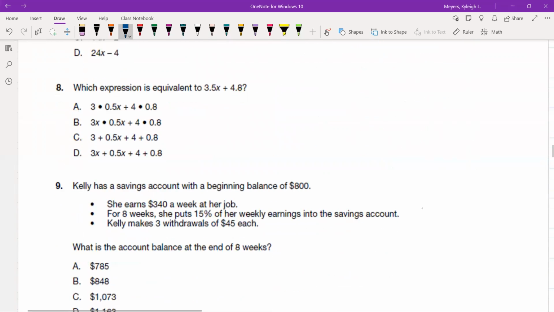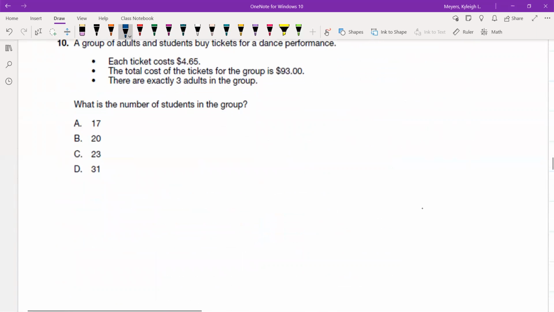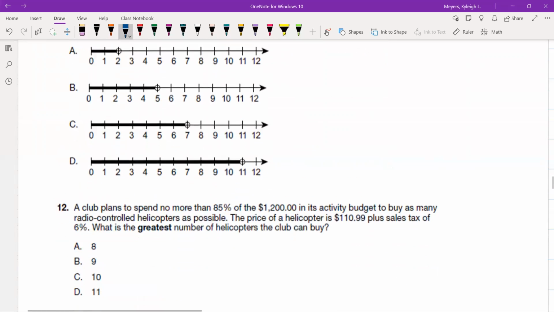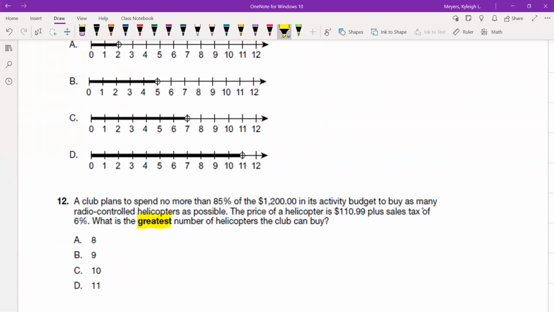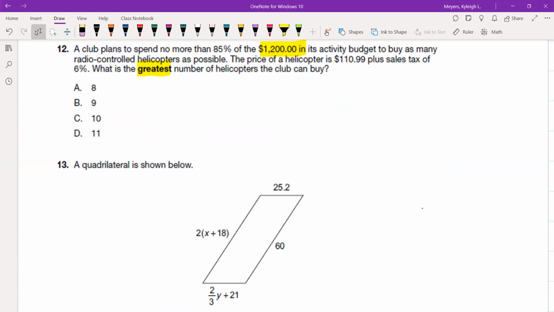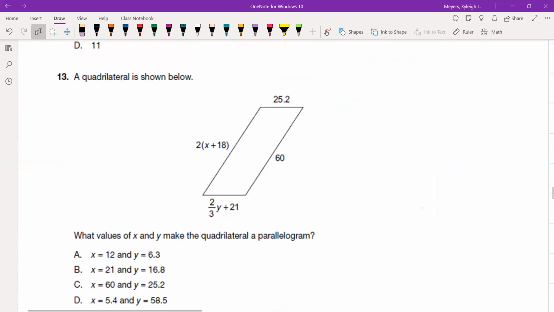Okay. Going down to question 12, just a reminder here, the greatest number that we could buy for this much. If it goes over that, that's too many. Okay, so figure out which one. The other thing is that you're going to want to show your work. Okay, so a lot of these you need to do work for. So make sure you're showing me your work in here.